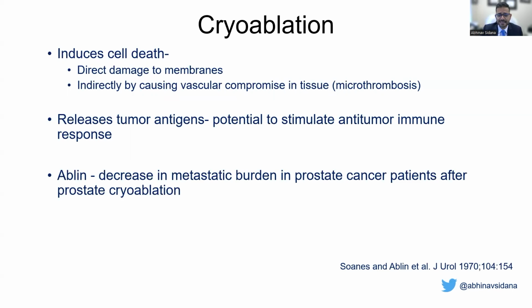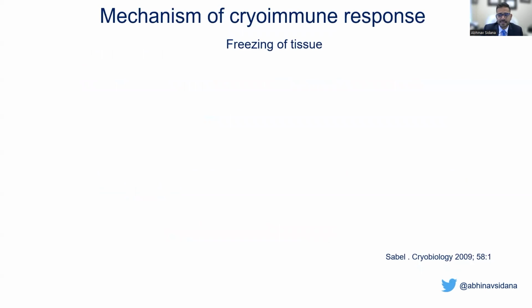As early as the 1960s, a urologist in Chicago, Ablan, discovered that the metastatic tumor burden in prostate cancer patients reduced after primary prostate cryoablation. And he named the phenomenon cryoimmune therapy, which was immune therapy using cryoablation of tumor. Over the last 4 decades, dozens of animal studies have demonstrated the existence of cryoimmune response using different tumor models.